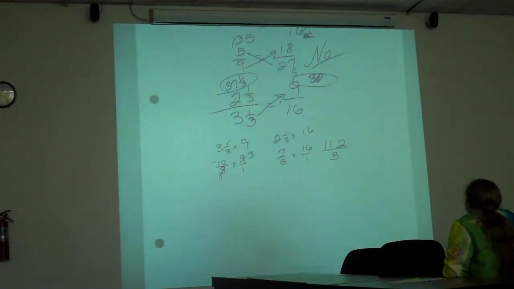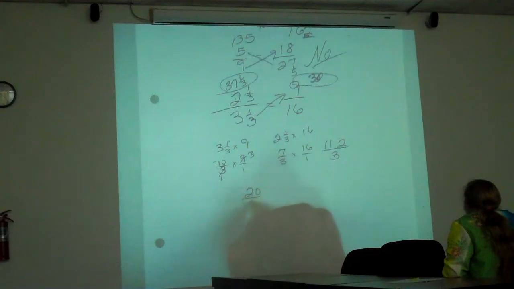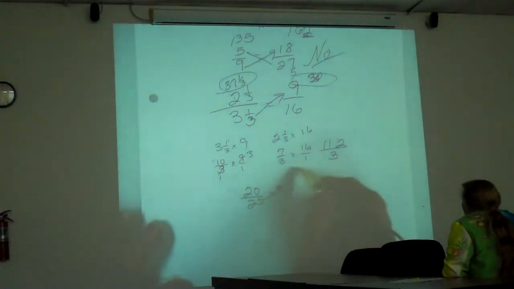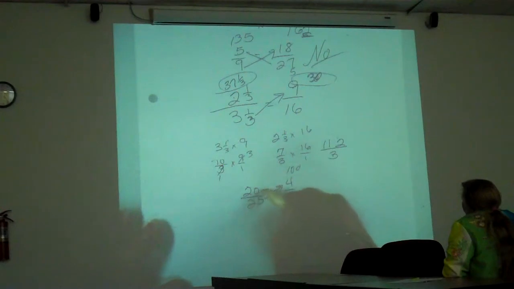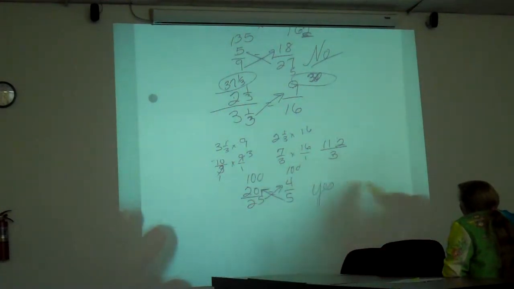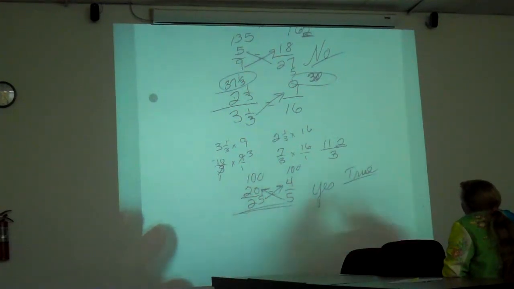Let's see if this one is 20 to 25 equals 4 to 5. What's 25 times 4? 100. What's 5 times 20? 100. So that one's a proportion. That one's a yes or a true, however it gives you the problem. Yes, that's a proportion.